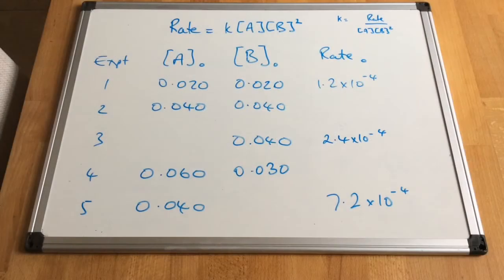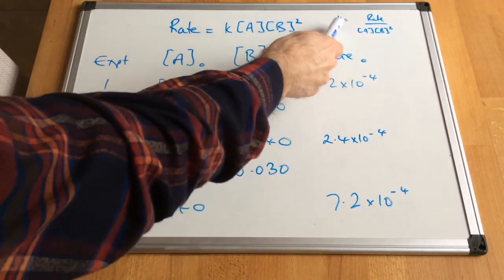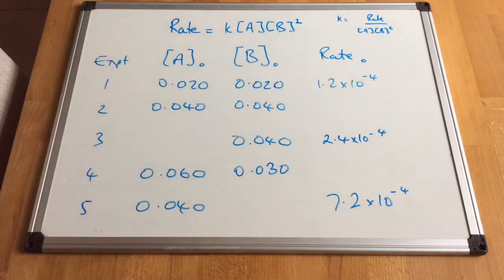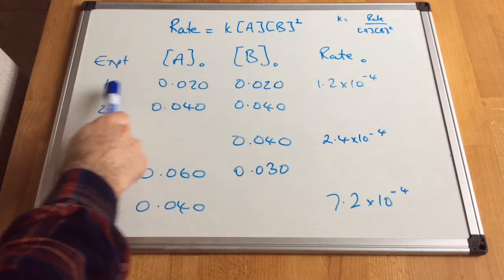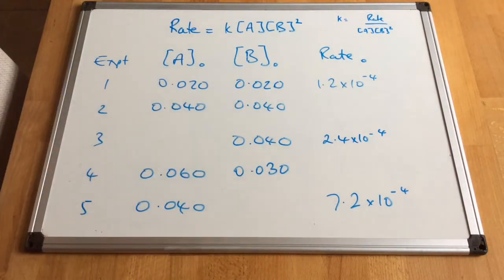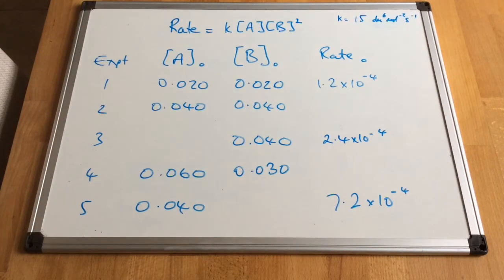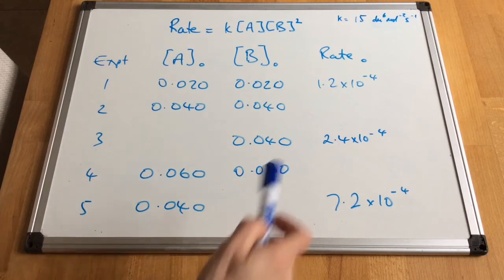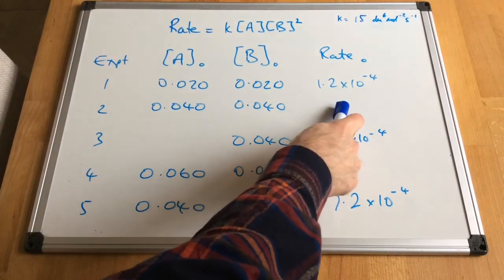So the first thing we need to do is calculate K. So you can see I've rearranged the rate equation and made K the subject, and all I'm going to do is substitute in the values from experiment 1 because we have all 3 of those values, and we'll work out K.